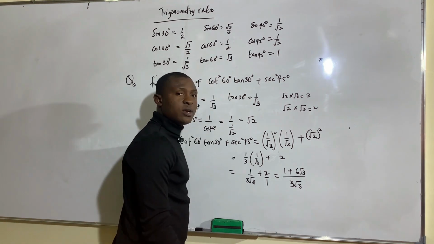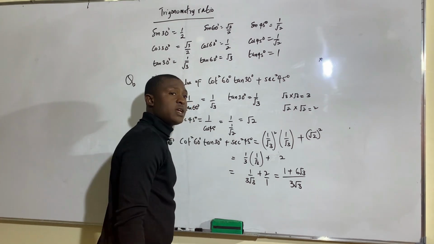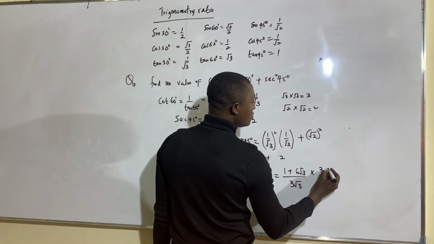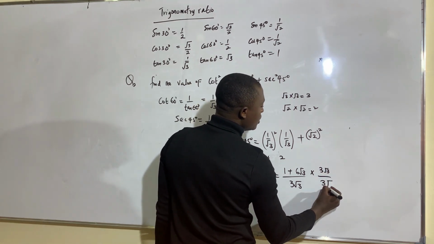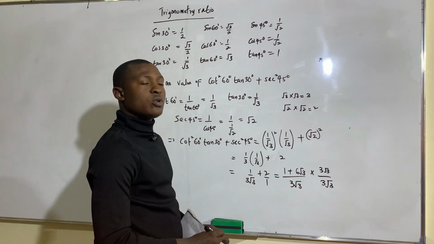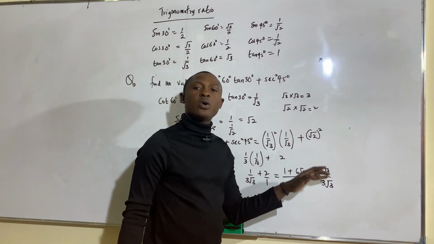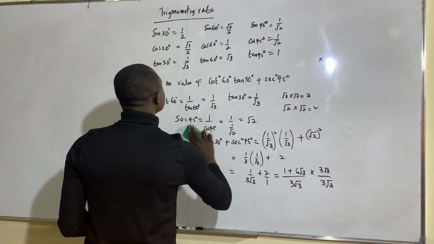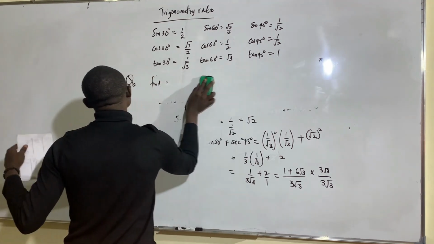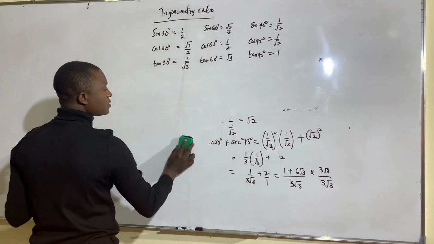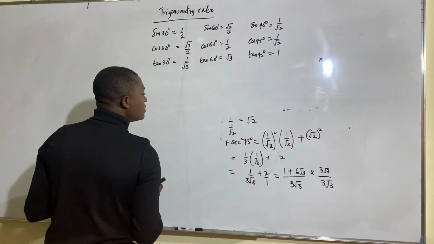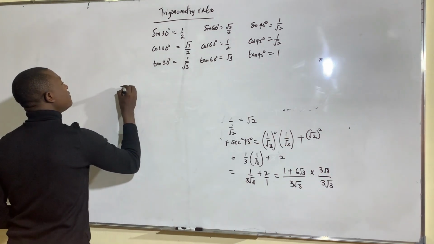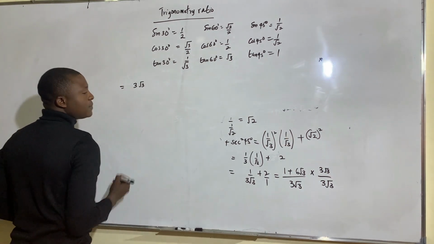If you want to go further, you can rationalize this one. You can still rationalize it if you like, and if you like, you can leave your result like this. Let's rationalize it. How do you normally rationalize? We use what we have as denominator to multiply numerator and denominator. That means I can have 1 multiplied by 3 root 3.